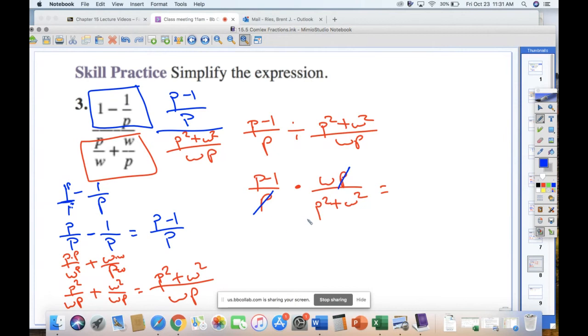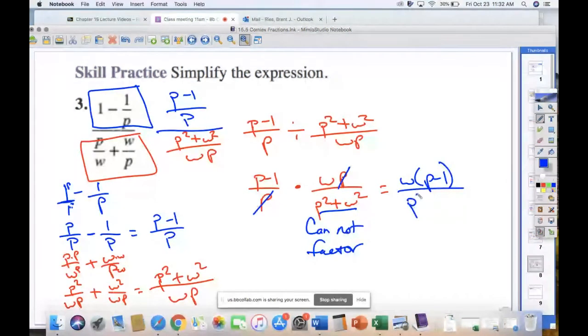And now I'm in a spot where, man, in the previous example, we could factor this. And I'd really like to factor this. But actually, you cannot factor this right here. This is a sum of squares, essentially, and we can't factor the sum. We can factor the difference. If it was a minus sign, we could factor it. It's not a minus sign. We cannot factor this. And so we end up with w times p minus 1 on top over p squared plus w squared. And that's our solution.